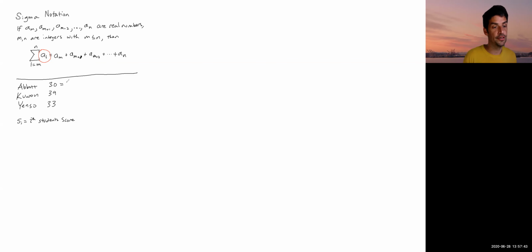Let's just write this. This would be S sub 1, this would be S sub 2, and this would be S sub 3, right? S sub i is the ith student score. So S sub 3 is the third student score, S sub 2 is the second, S sub 1 is the first.